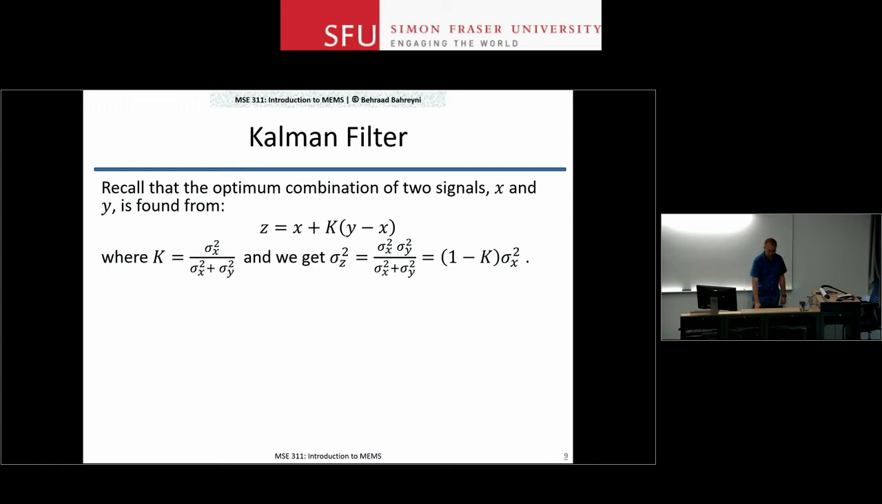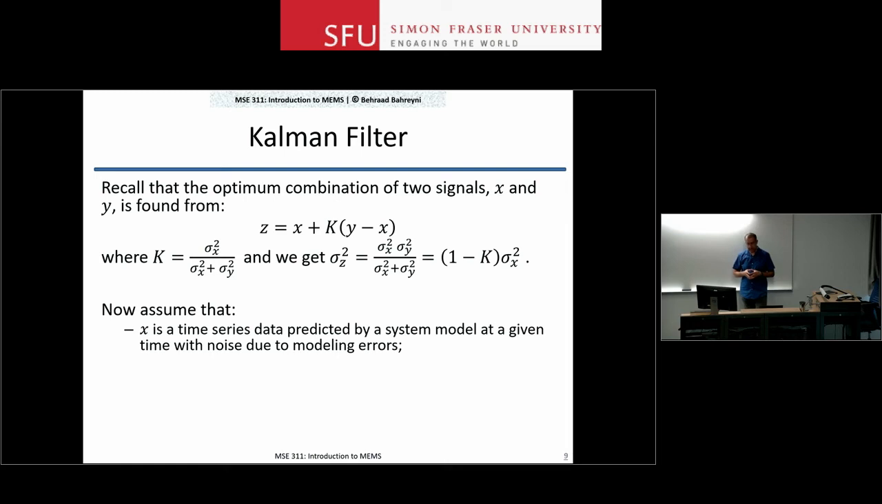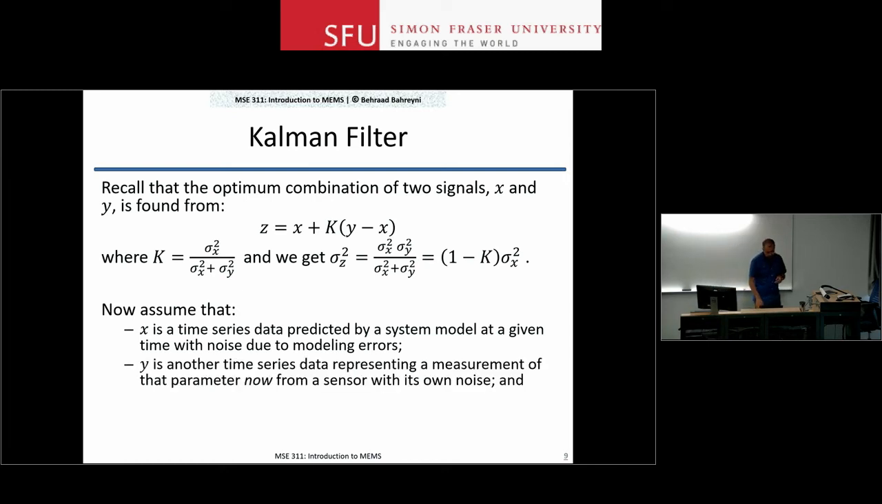Now, let's take it a step further. Let's assume X is a time series data that is predicted by your model. It's not measurement data, it's your model output. It's your virtual sensor output, okay? And Y is an actual measurement. So I have a sensor that is measuring the same parameter for me, and now I have one source of data from the model, one source of data from the sensor, and the question is: how do I combine these, or how do I get this optimal combination out?